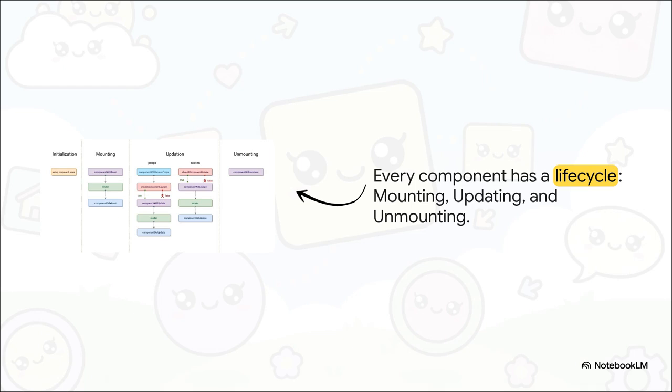On top of that, every single component goes through a predictable life cycle. It's born, it lives, and it dies. First, it gets mounted onto the page. This is the perfect spot to maybe go fetch some data from a server. Then, whenever its state or props change, it enters an updating phase. And finally, when it's not needed anymore, it gets unmounted, and you can do some cleanup. React gives you these special functions, or hooks, to tap into each of these moments.